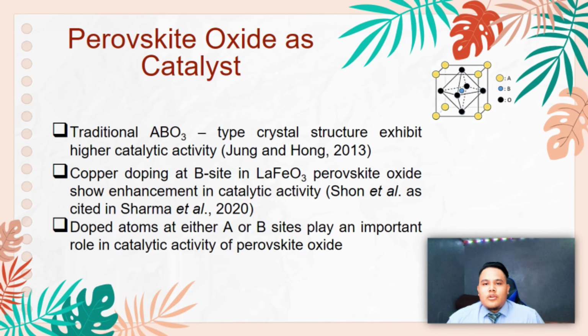Perovskite oxide nanocrystal is formed with a general formula ABO3, where A is alkaline or rare earth metal, while B is transition metal. Based on Jung and Hong 2013, traditional ABO3 perovskite oxide exhibits higher catalytic activity. So, in order to achieve the highest photocatalytic activity, the perovskite oxide was doped with transition metal, which is copper. The study conducted by Shom et al. as cited in Sharma et al. 2020, copper doping at B site in perovskite oxide shows enhancement in catalytic activity.